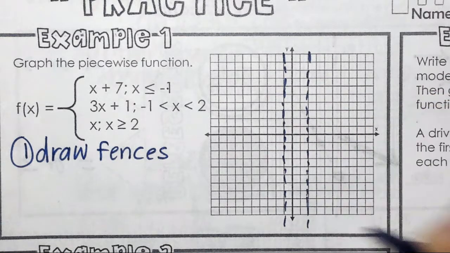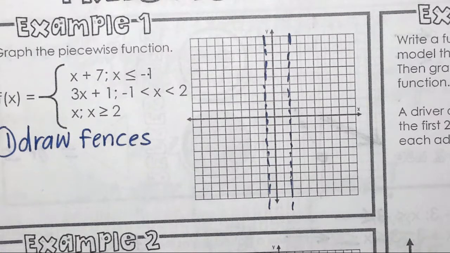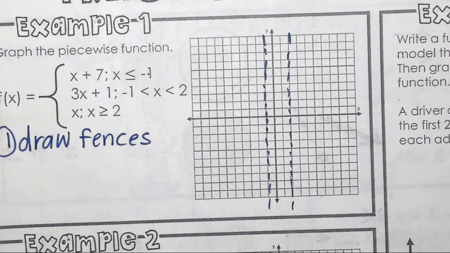Lately, I've been doing my fences solid to make sure Caitlin could see them. I shouldn't do that, should I? Fences are supposed to be dotted. Thank you, table 4. You can have your point. They're supposed to be dotted. So we drew our fences.